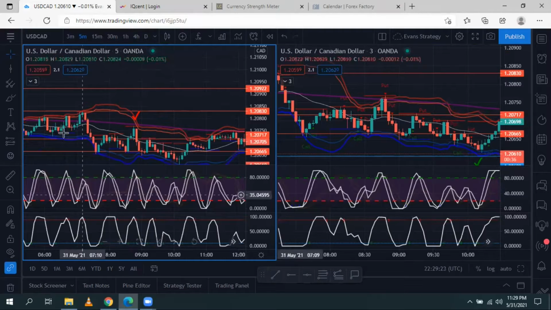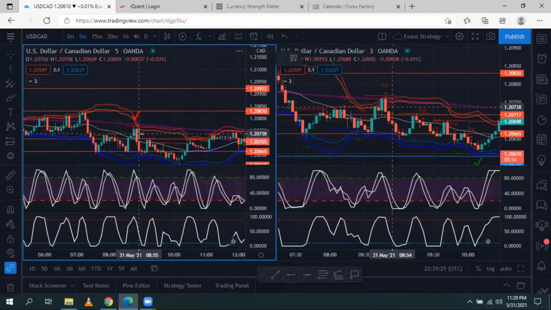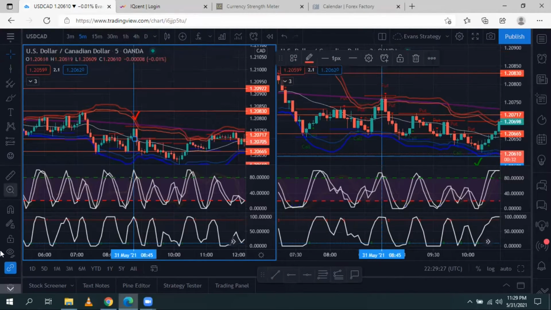This is what we call the scaling in. Let me explain scaling in. Okay, now. Now, this is the 5 minute right here. This is the 3 minute right here.